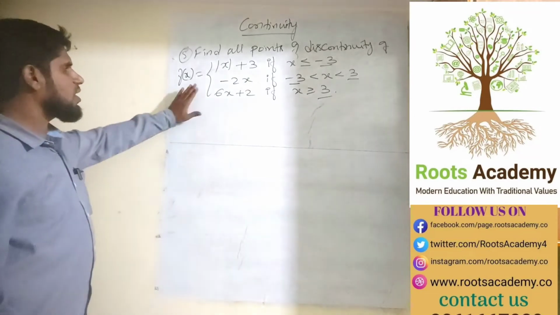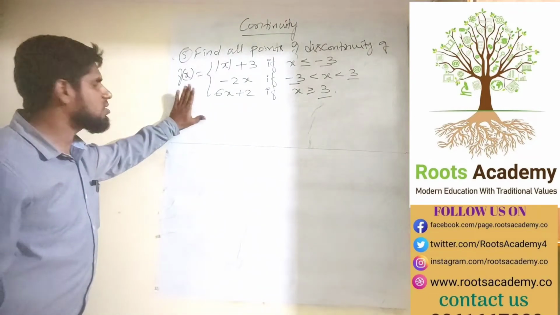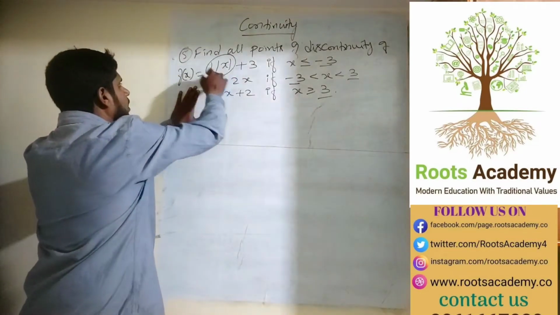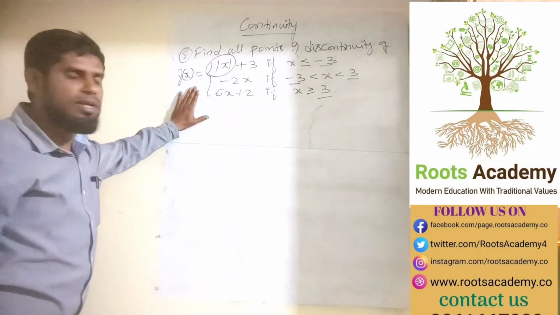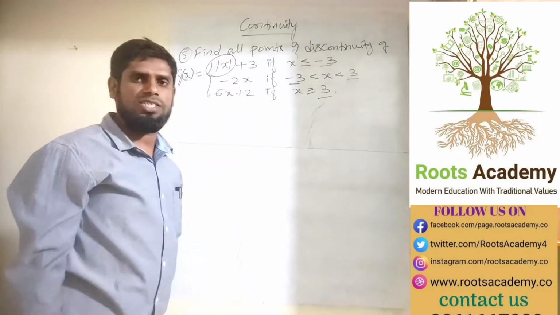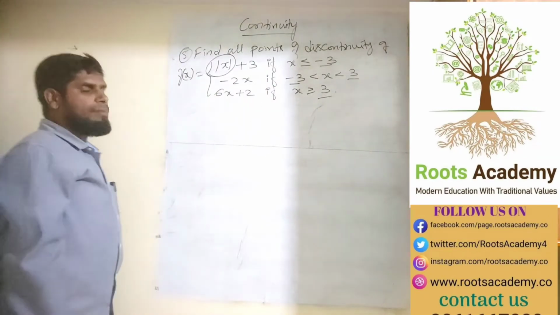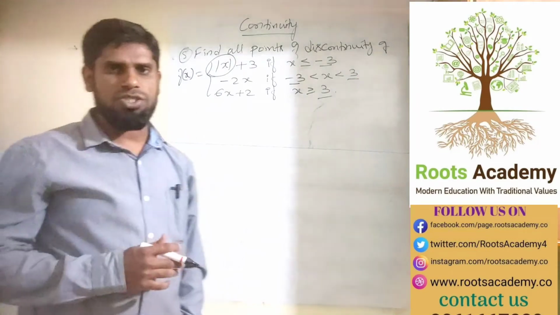Now this function is a little special function, very special function. The reason here is there is a mod here. Because of mod, this function becomes a very special function to us. Why am I calling this a special function?